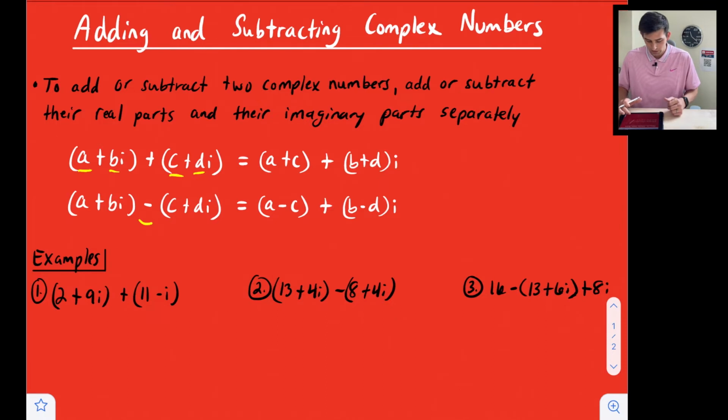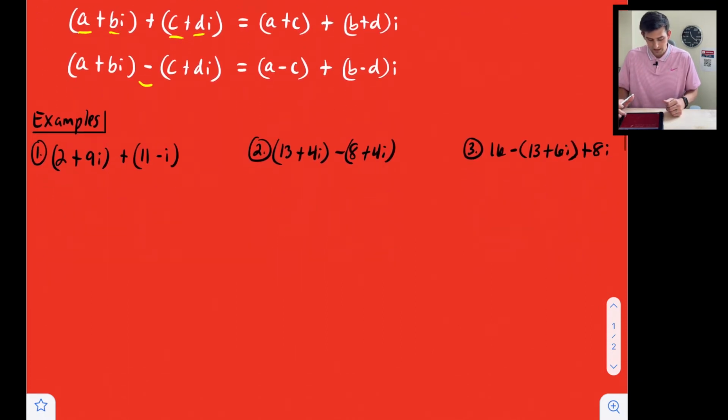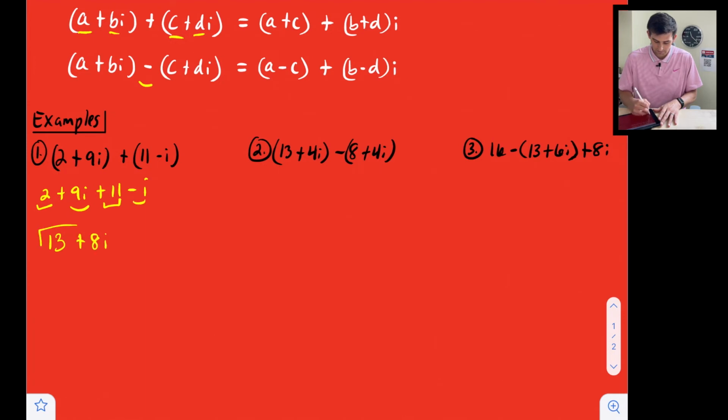So we're going to look at 3 examples here, and we're going to add or subtract. So one way we could think about this right now is we have these complex numbers in parentheses. We could just write it out in a horizontal format without the parentheses there, and then just combine our like terms. So here we would have 2 plus 9i plus 11 minus i, right? So we have 2 plus 11, so that's 13. 9i minus i, so that's going to be plus 8i. Okay, so our answer is 13 plus 8i.